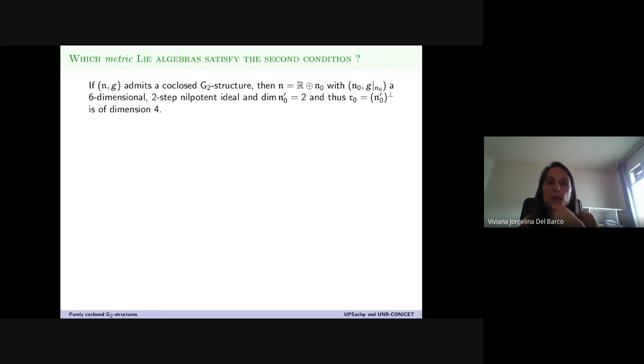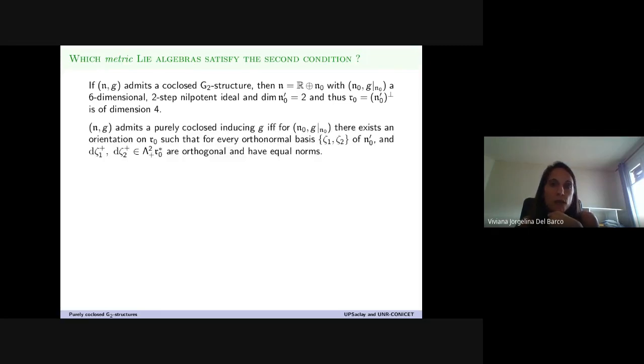The idea here is that we know that if the Lie algebra admits a coclosed G2 structure, then it is decomposable and has a one-dimensional factor. So we go to dimension 6. If we go to dimension 6, we arrive at this n0, and now the condition in the theorem says that n0, the 6-dimensional Lie algebra, has to admit an orientation on R0, which is the orthogonal to n prime inside AmSur, such that there is a basis of the dual of n0 such that the self-dual parts are orthogonal and have the same norm.